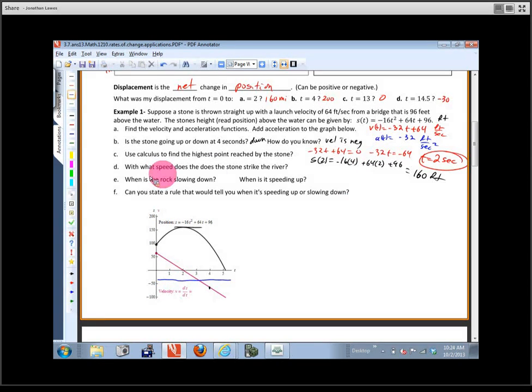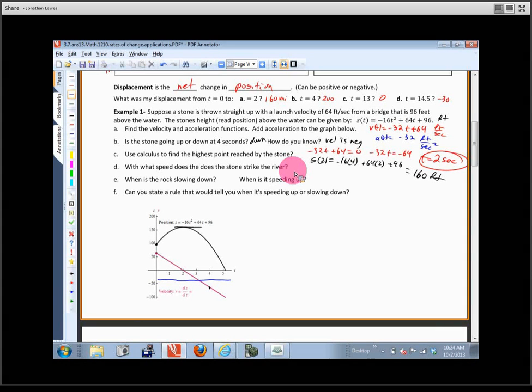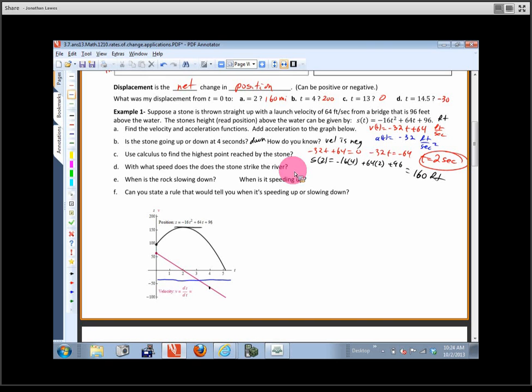So with what speed does the stone strike the river? How would you find that? We could somehow use acceleration if we wanted to. I think there's a little bit easier way to do it. What would you need to know first? Yeah, when did it hit the river? Now you can tell based on this position function that it hits the river at about 5 point something seconds, a little bit more than 5 seconds. How would we find that? Yeah, set the position function equal to 0.